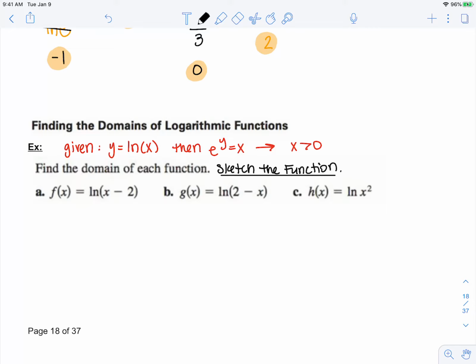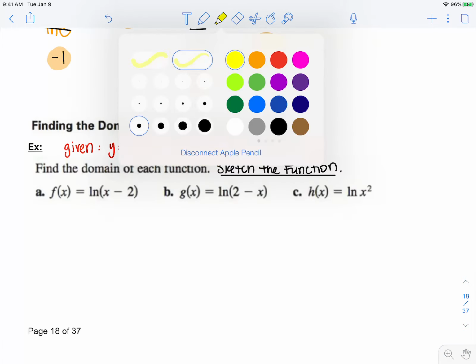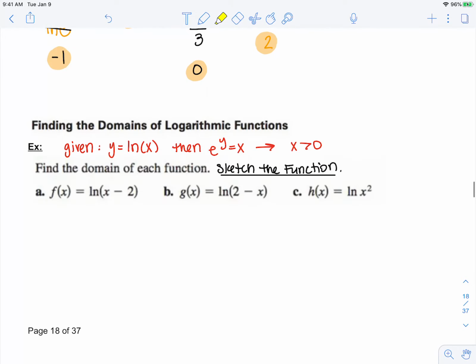So now in this example, we're going to find the domain of each function, and I'm adding on that I want us to sketch the function. All of these are natural log functions. So we have to think about that we're given y equals ln of x. Well, if that's the case, then e to the y equals x. And we know e to the y is always going to be positive. Therefore, x must be positive. So we're going to use that property here to find the domains.